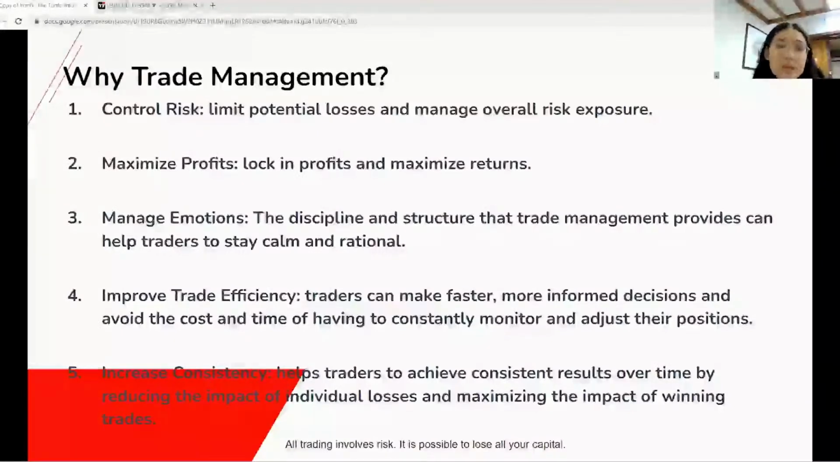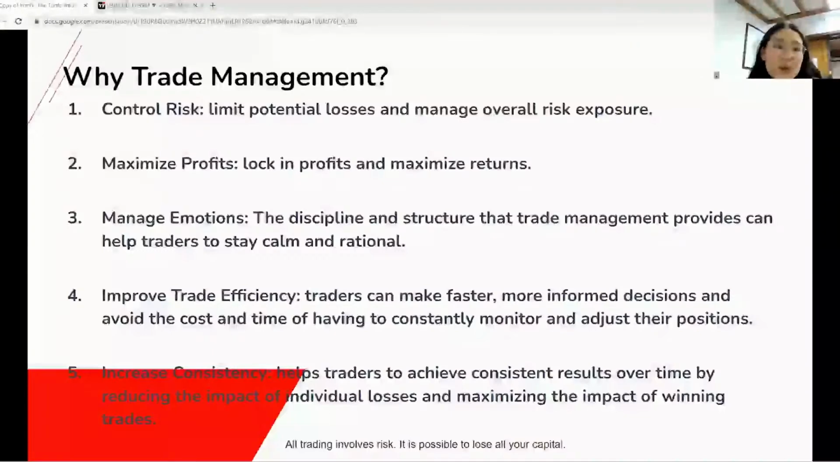Secondly would be to maximize profits. Trade management strategies such as take profit orders and trailing stop loss would help traders to lock in their profits and maximize their returns. Third would be to manage your emotions. As I mentioned earlier, these participants weren't exactly trading with their own money, so perhaps this wouldn't have applied to them. But for us as normal traders, the discipline and structure that trade management provides can help us to stay calm and rational, even in volatile markets, which can prevent impulsive decisions driven by fear or greed.